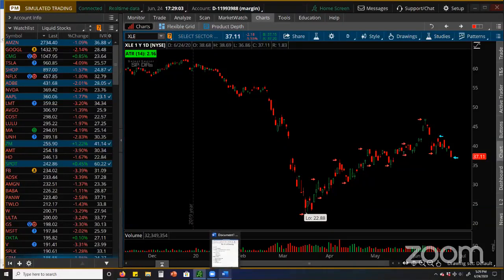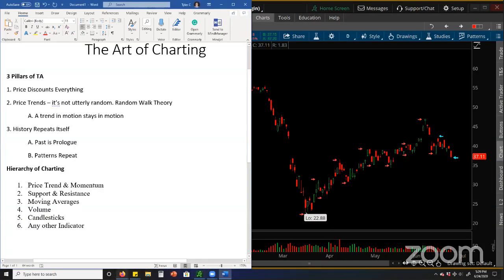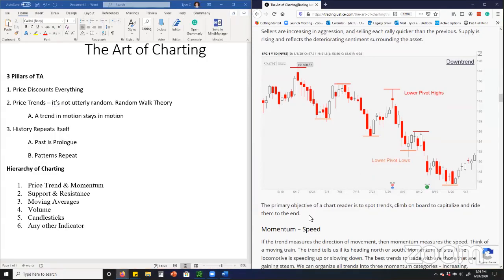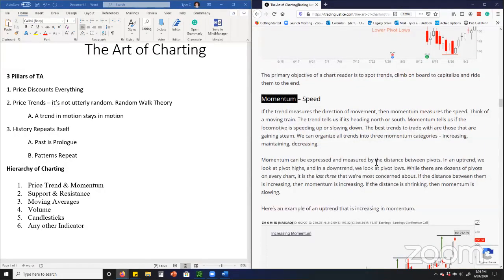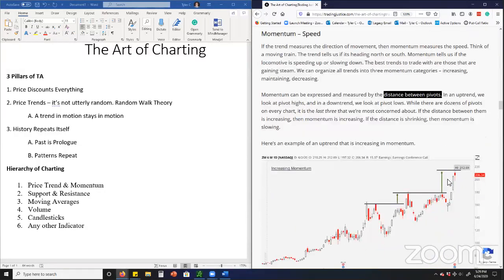Now, the next piece that adds a little bit more insight on the pivots and trend is the momentum, right? So if trend, think of a moving train, okay? Trend tells you is the train going northbound or southbound. Momentum tells you if it's speeding up or slowing down. Is it speeding up or is it slowing down? And the definition of momentum is it's the distance between the pivots. Are the pivots getting closer together? Are they getting further apart? And it's easiest to just see it.